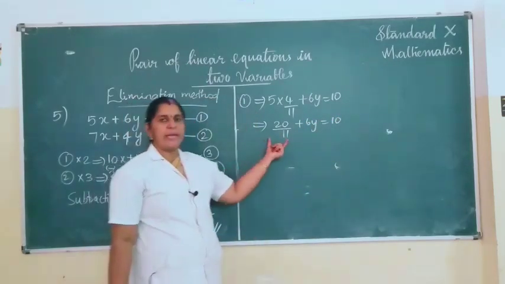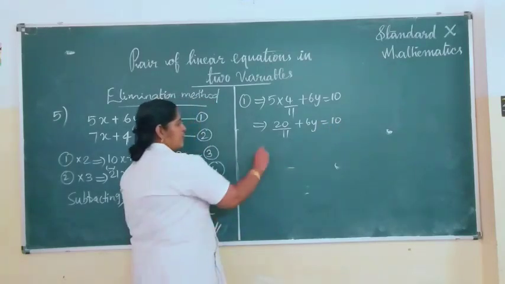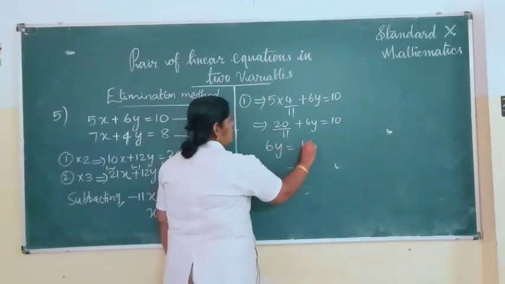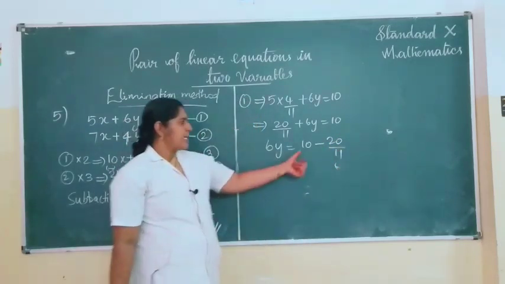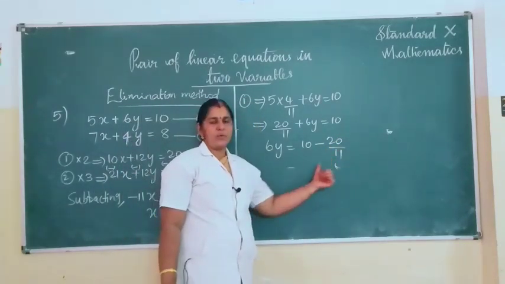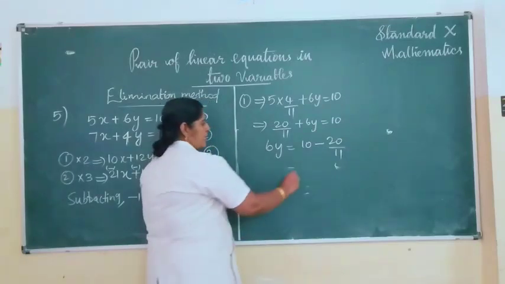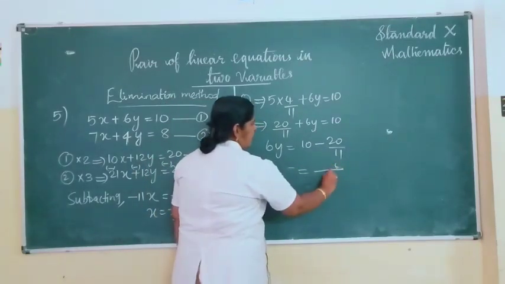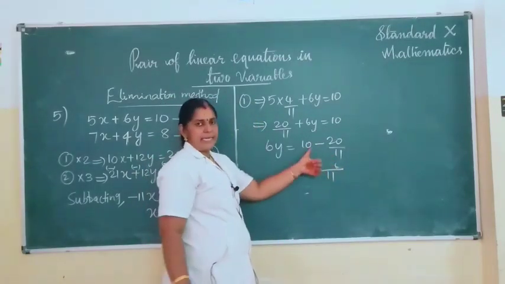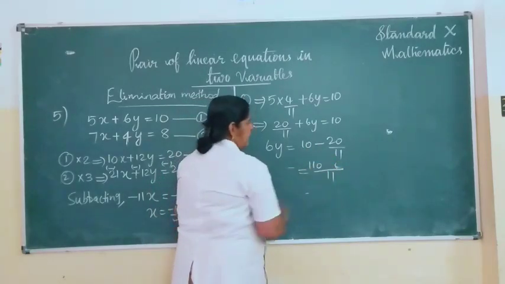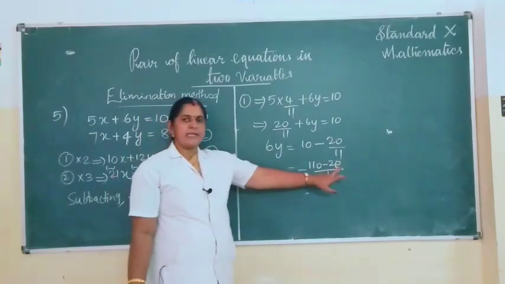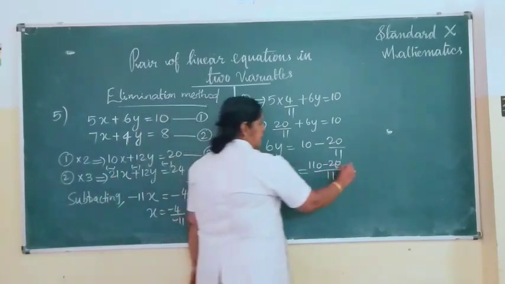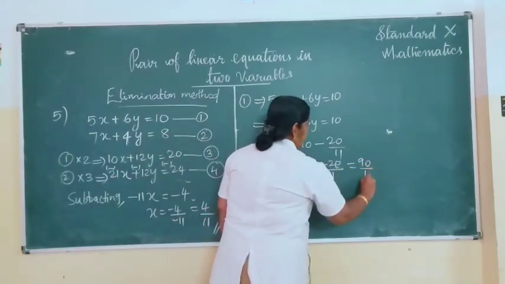Now take this 20 by 11 to the other side. Therefore 6y is equal to 10 minus 20 by 11. Here, 10 minus 20 by 11 we can do by finding the LCM. What is the LCM here? 11. Now multiply 11 by 10. It is 110 minus 20. What is 110 minus 20? It is 90. 90 by 11.